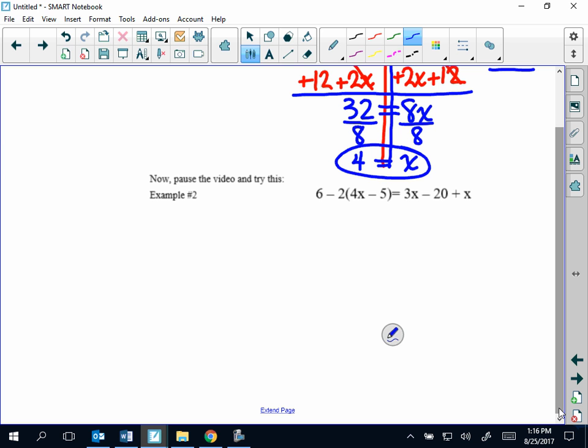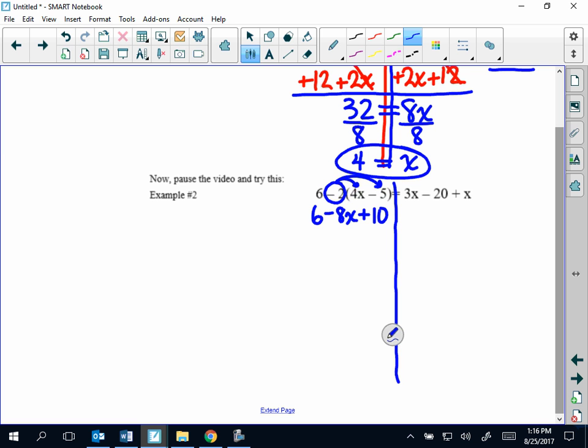Now that you're back to see how to do the second problem, I'll remind you I'm going to draw a line down the middle to show the two sides of my equation. On the left-hand side, I want to seek to simplify this by multiplying this negative 2 into the parentheses. That's called the distributive property. Now 6 is not affected by the distributive property, but negative 2 times 4x is minus 8x. Negative 2 times minus 5 is plus 10.